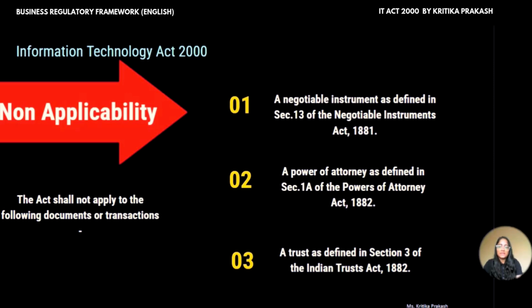The very first point is if there is a document that has been defined under Section 13 of the Negotiable Instruments Act 1881, then the IT Act and its provisions would not be applicable. Secondly, if there is a document which has been issued under Section 1A of the Powers of Attorney Act 1882, then the act will not be applicable, nor would the transactions of it be applicable as per the IT Act. Third is if there is a document which is defined under Section 3 of the Indian Trusts Act 1882. If there is any document or any transaction related to this, then the act is non-applicable.